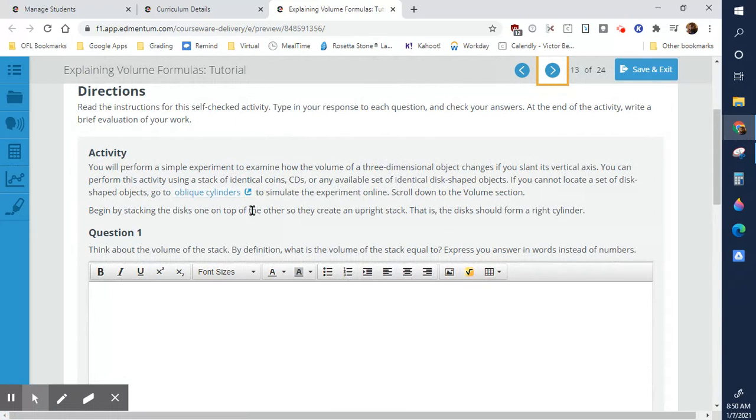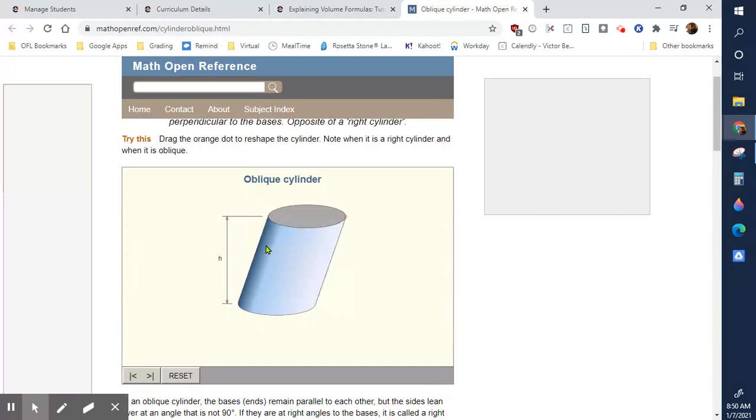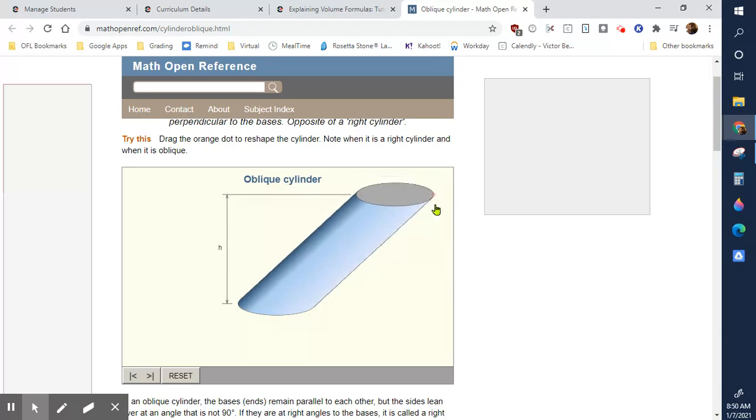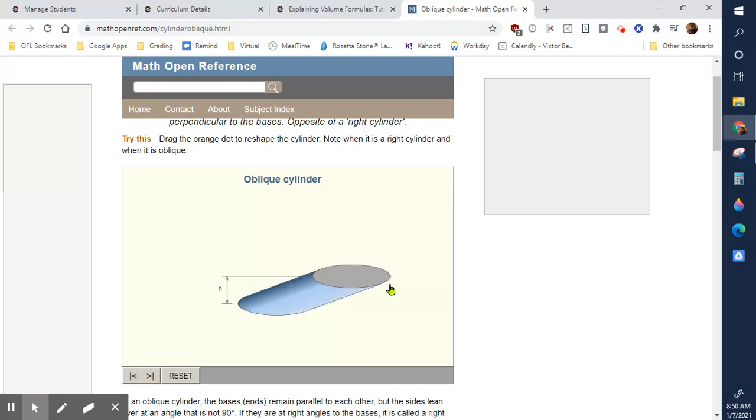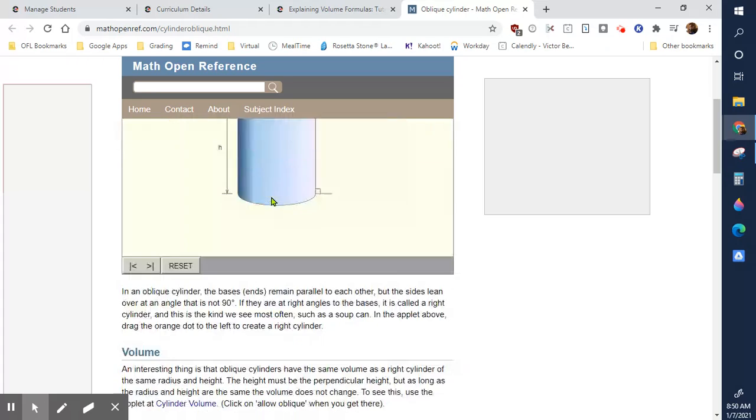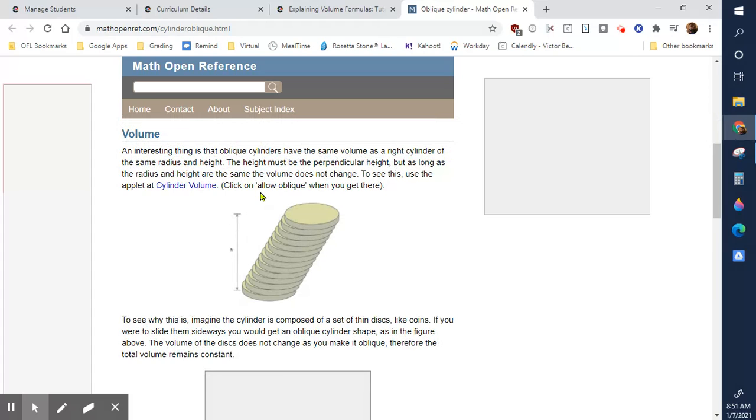So let's take a look at a stack of identical coins, CDs, any type of cylinder shape that's very thin, and it'll kind of show why it makes sense. So if we're looking at this, this is a right cylinder, meaning it's at 90 degrees, versus an oblique cylinder, meaning that it is slanted. Now, if you look here, if I were to keep this in a straight line, you'll notice that the height doesn't change, but it does change once I go up and down. And we'll see why that is by thinking about it in terms of stacks of coins.